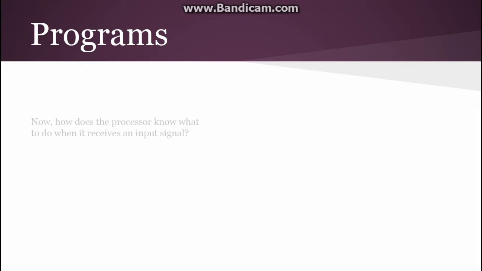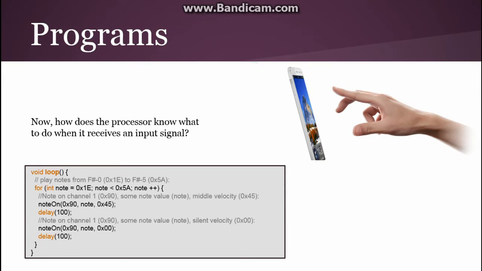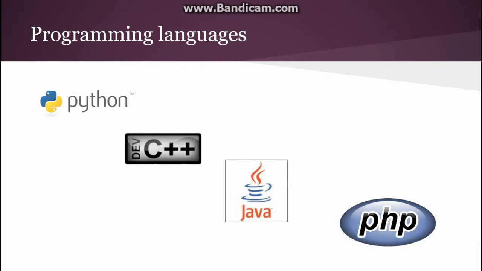Programs can be in the processor itself or in external memory. Programs tell the processor what to do when it receives a signal. For example, when you tap on a smartphone, a signal is sent to the processor notifying it that the screen was touched, and the processor may respond by opening up an app or sending a text or whatever you told it to do. Programming is done using a programming language.